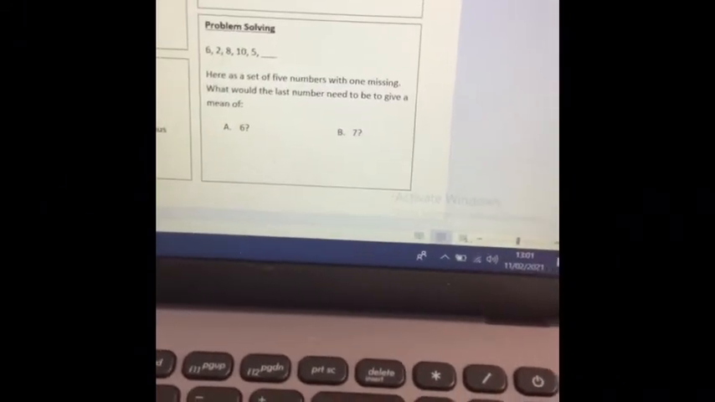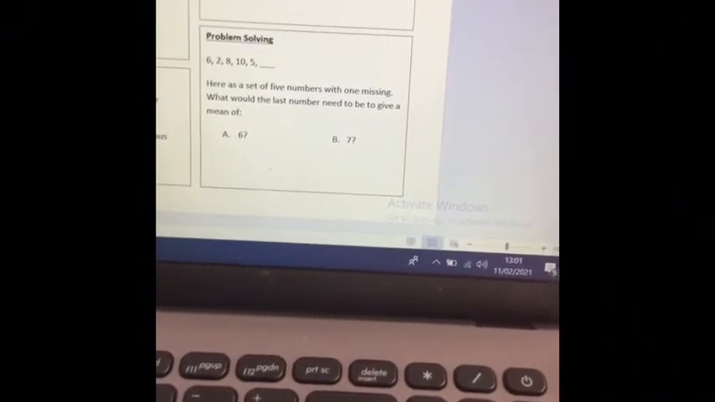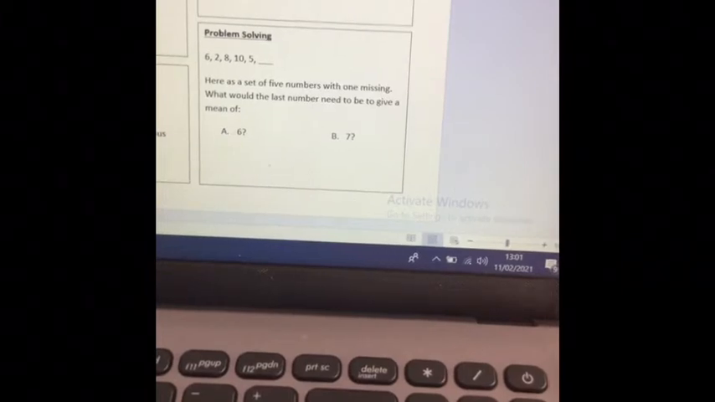Now, if we look at this problem-solving one, we've got a list of numbers 6, 2, 8, 10, 5, and a missing one. Here are a set of 5 numbers with 1 missing. What would the last number need to be to give a mean of 6? Now, let's look at this one first.